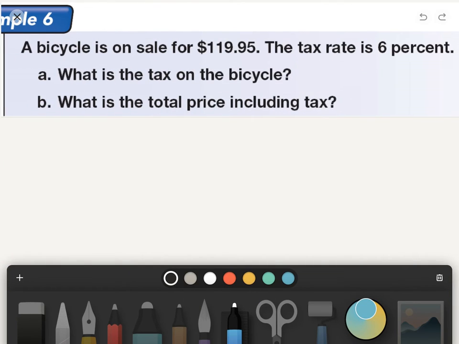So these kinds of problems, they're not hard, but they can appear on the CTP test, and almost guarantee it will be on your next math test. So you've got two steps here. I'll just read the problem. A bicycle is on sale for $119.95. The tax rate is 6%. What is the tax on the bicycle? And what is the total price including the tax?